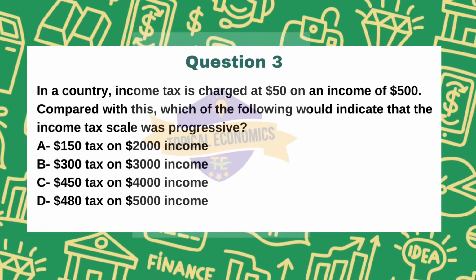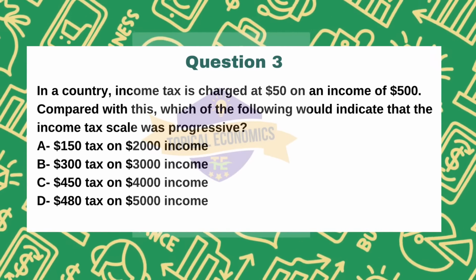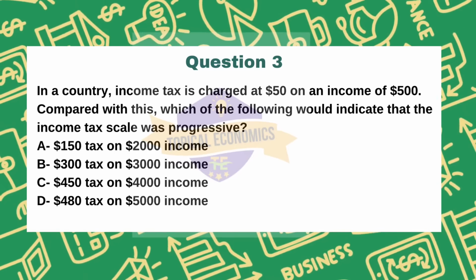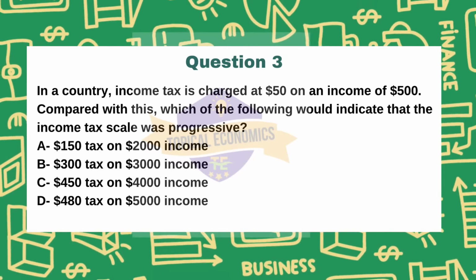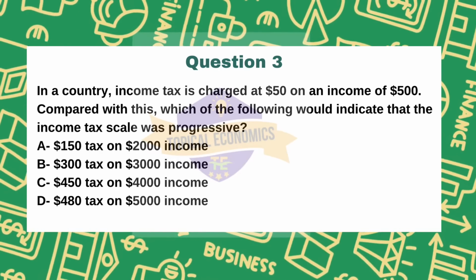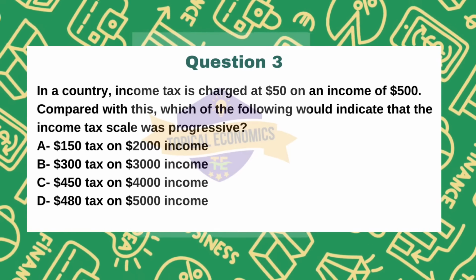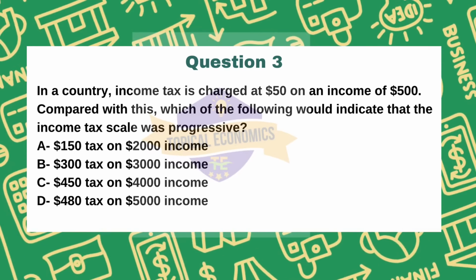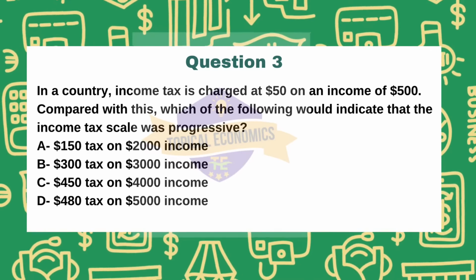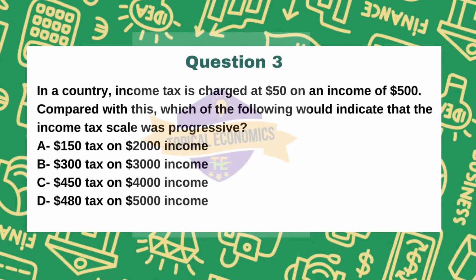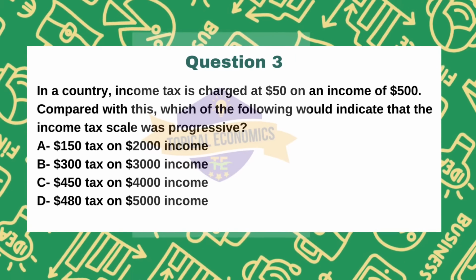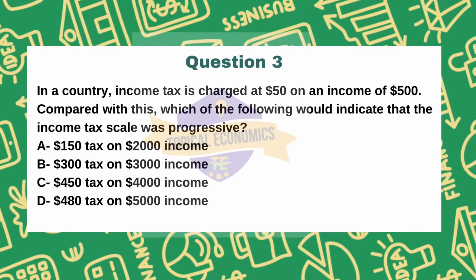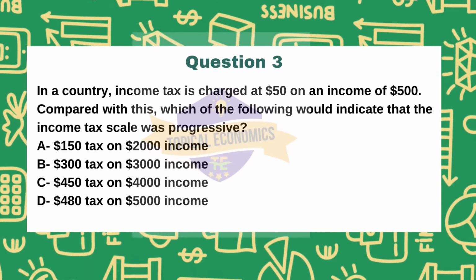Going to the third question. In a country, income tax is charged at $50 on an income of $500. Compared with this, which of the following would indicate that the income tax scale was progressive? A. $150 tax on $2,000 income. B. $300 tax on $3,000 income. C. $450 tax on $4,000 income. D. $480 tax on $5,000 income.